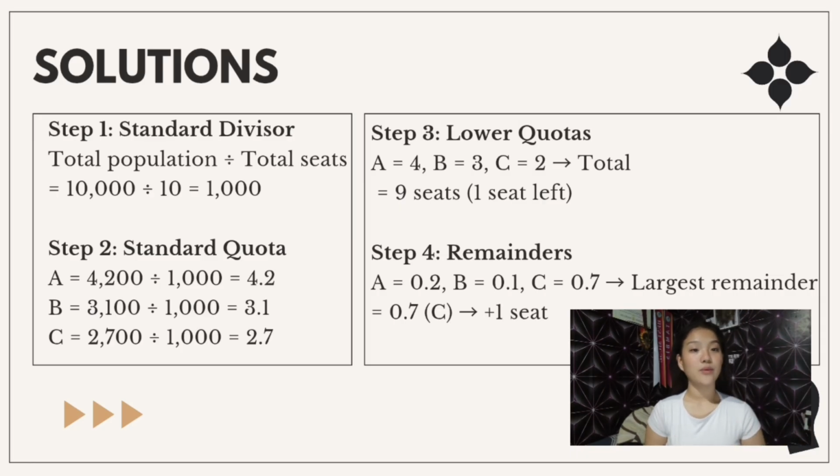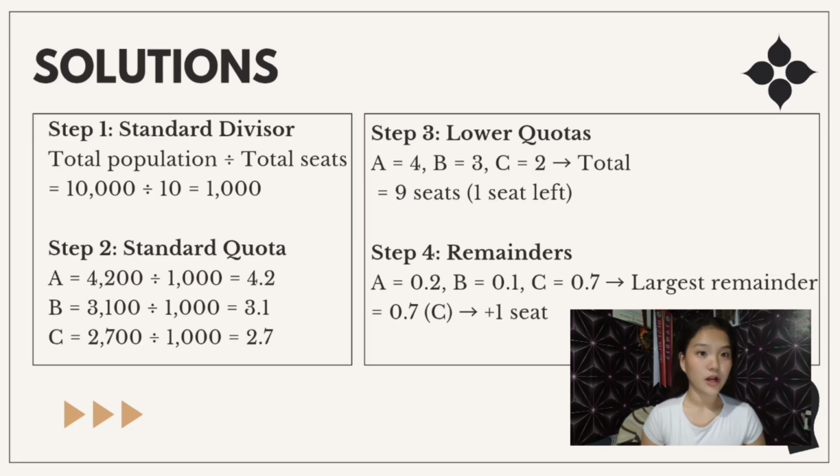And for step 3, we have here lower quotas. A is 4, B is 3, C is 2, and you need to total this to get the remaining seats. So we have a total of 9 seats. So we have 1 seat remaining, since our total seats from the problem is 10. So we subtract, and only 1 seat is left.